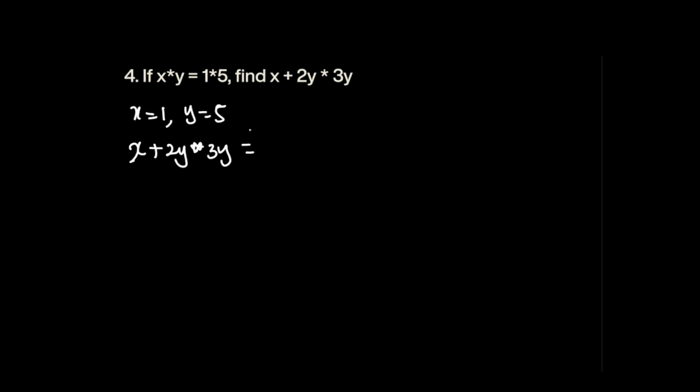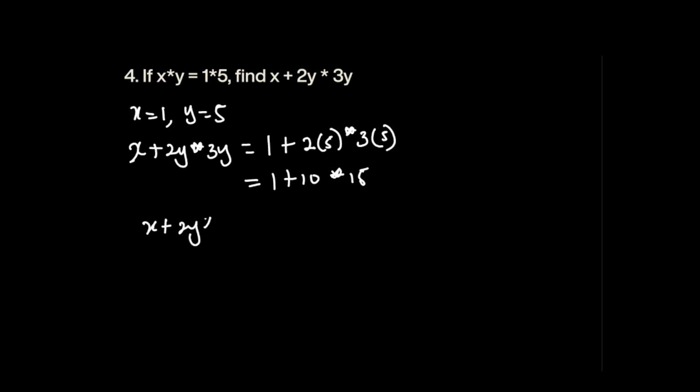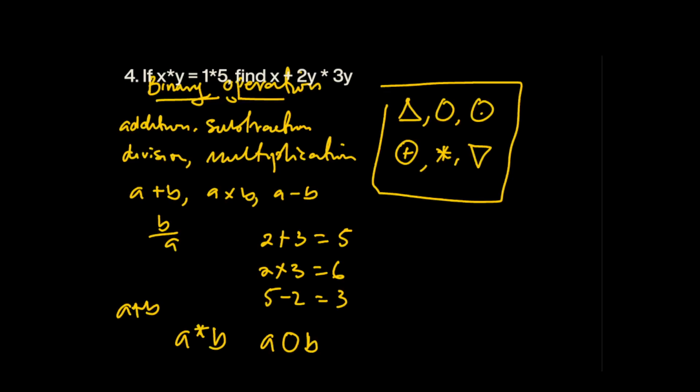is equal to, our x is 1 plus 2y, that will be 2 into 5, operation 3 into y, which is what? 5. And this will give us 1 plus 2 times this, that's 10, operation 15. So we have our result that x plus 2y operation 3y equals 1 plus 10, that is 11, operation 15. So, and that's all. So let's move on to the next aspect of the class.